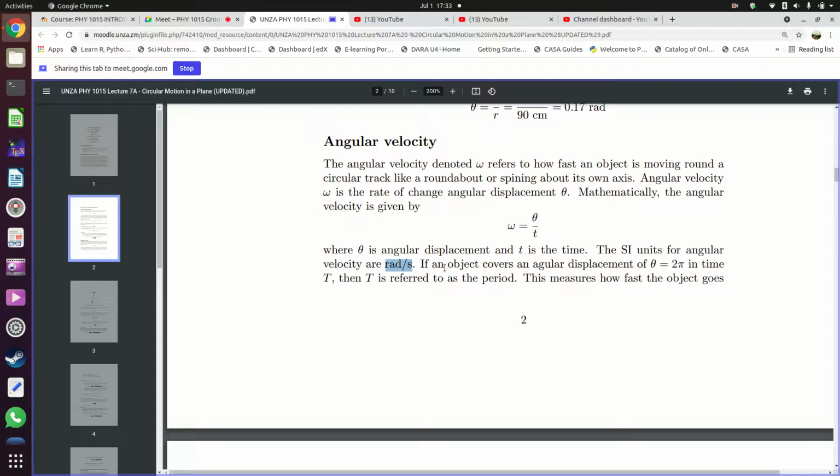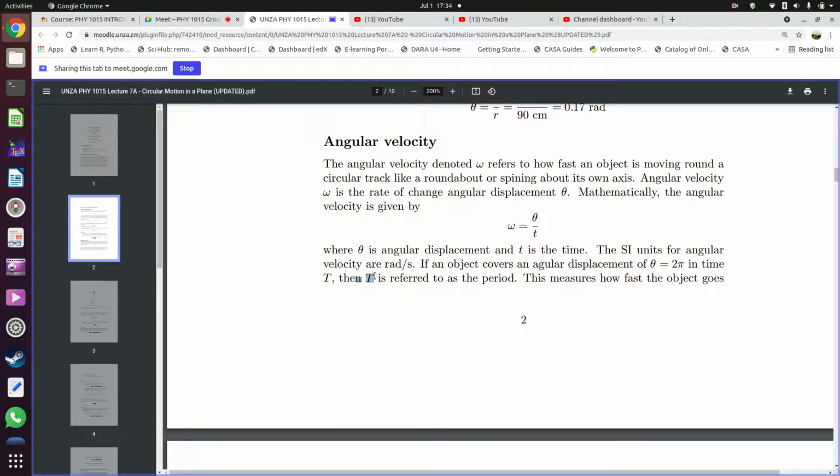Okay. Now, if an object moves in a circle once, then the angular displacement covered is 2 pi radians. The time it takes an object to move in a circle is what is referred to as the period, and we denote the period as T.